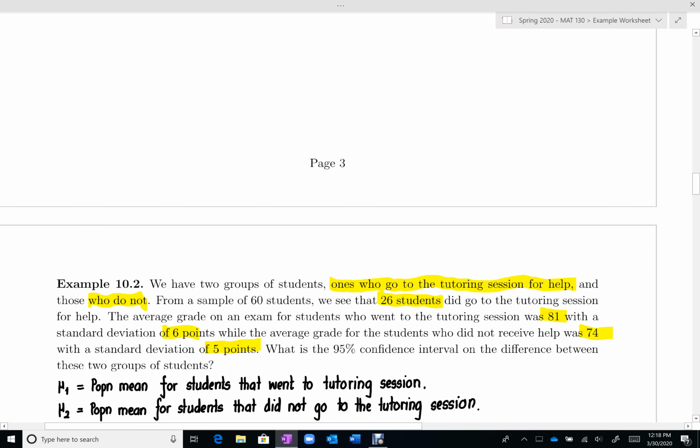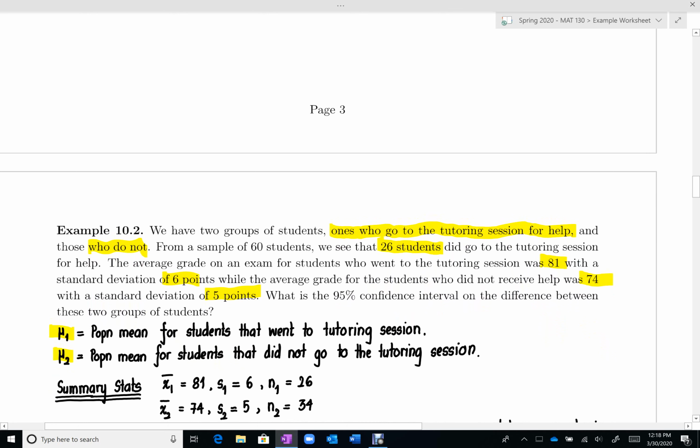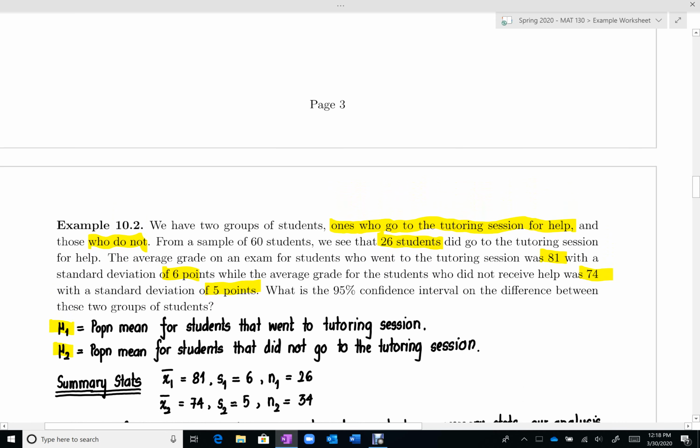All right, so let's set up some terminology. Mu1 we're going to denote as the population mean for students that went to the tutoring session, and mu2 is going to denote the population mean for students that did not go to the tutoring session. For those two populations, here are the summary stats: the sample mean, the sample standard deviation, and the number in each sample.